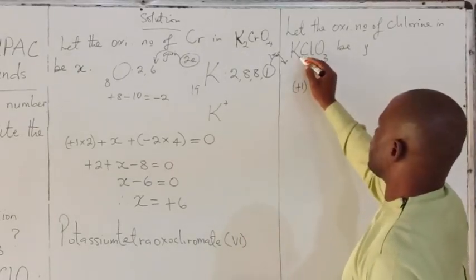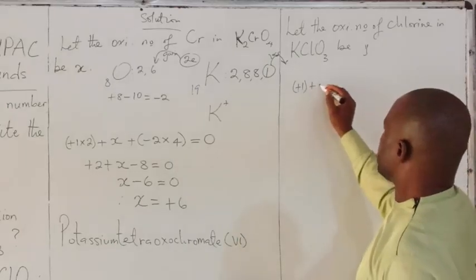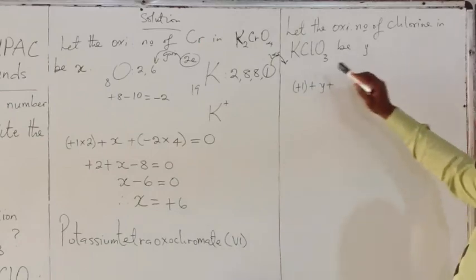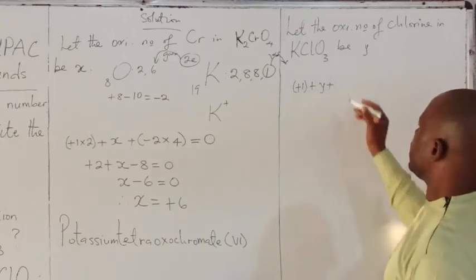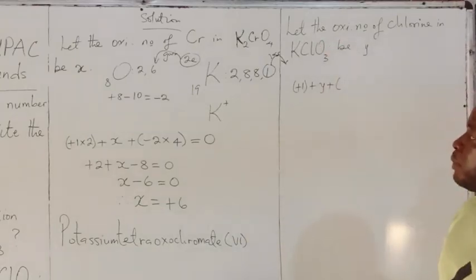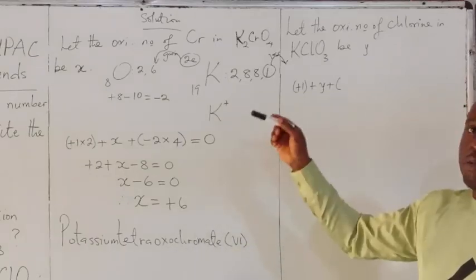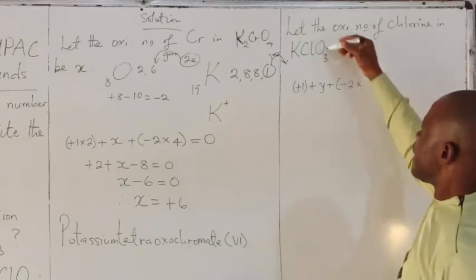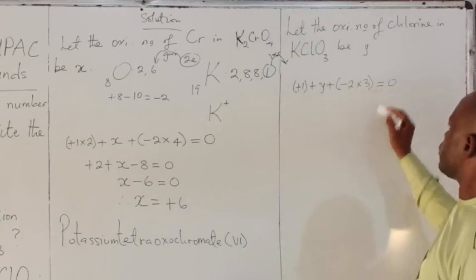Do we have 2 atoms of potassium? No. So I'm not multiplying it by 2. Then I'm going to say plus the oxidation number of chlorine, which is the central element here, which is Y. We're assuming it to be Y. Then plus, this is oxygen. We have explained that the oxidation number of oxygen in most compounds is -2. We have explained it in problem 1. So I'm going to write -2 times, how many atoms of oxygen do we have here? 3. Everything will be equal to 0.